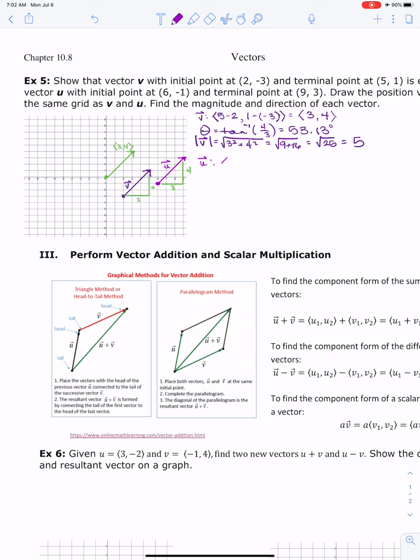So for vector u, we have terminal point minus initial point, 9 minus 6. We have 3 minus -1. We've got the vector 3, 4. Absolutely no reason to think that the inverse tangent of 4 over 3 is going to be any different than what we found a minute ago. As soon as we find that the components are the same, we know everything else is going to be the same.